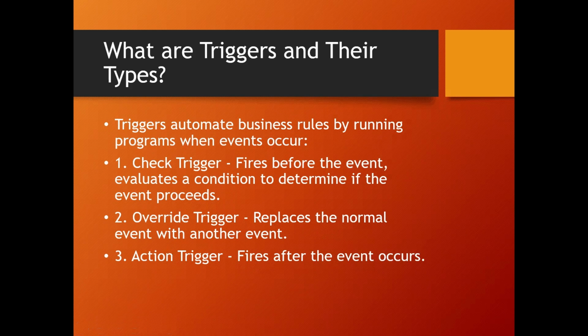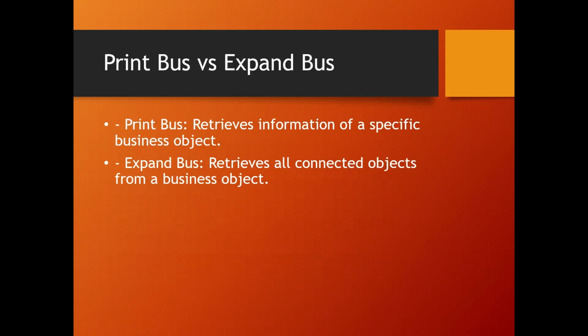Now moving to the second question, what is the difference between print bus and expand bus? So print bus is used if we want to retrieve the information of a specific object. Suppose there is a part, and we want to get information like when that part was created or modified, or what attributes that particular part has, then we can use this print bus.